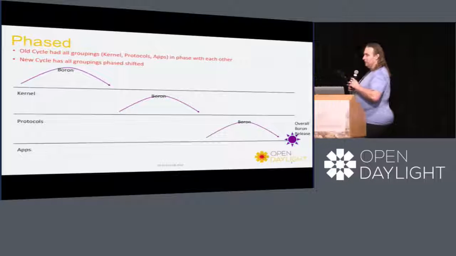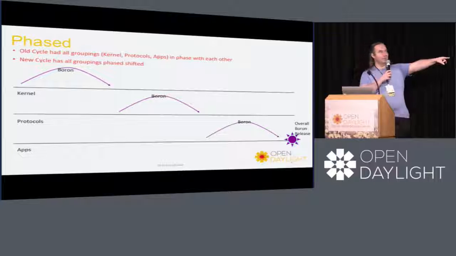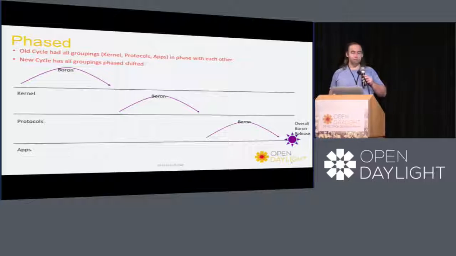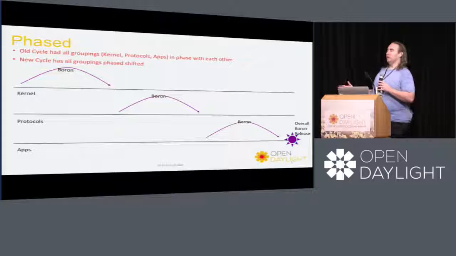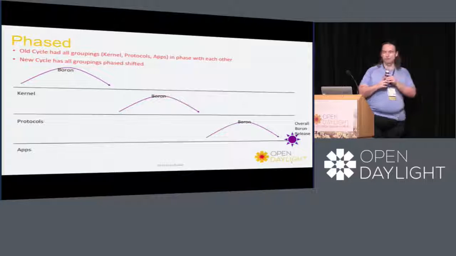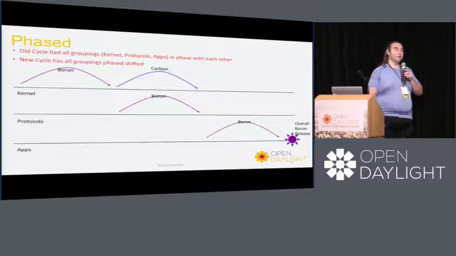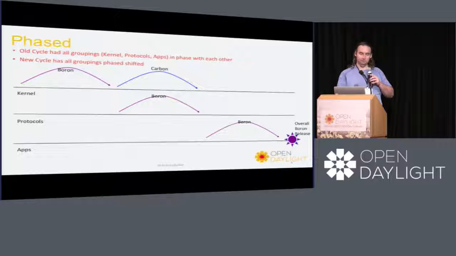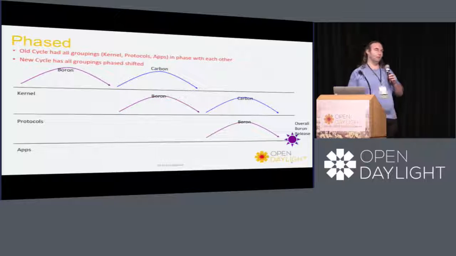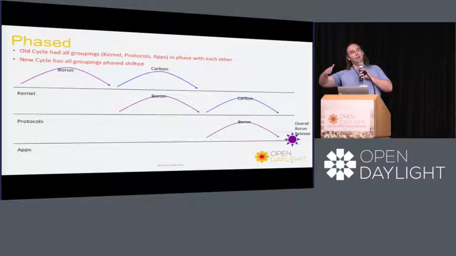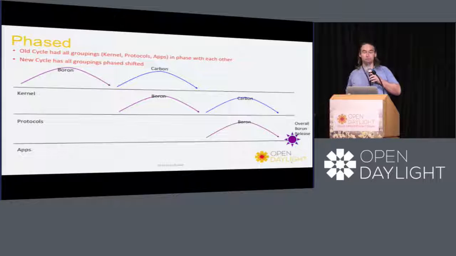And then at the very end, you have the overall Boron release, the little purple sun there in the picture, which is the point at which everybody has gotten their Boron release out the door. Now, the natural question you may ask yourself is, okay, kernel has now released Boron. What do they do now? Of course, the answer is they go on to do Carbon. So while protocols is working on Boron, kernel is working on Carbon. And then once kernel has released Carbon and protocols has now released Boron, they start working on Carbon. And the picture continues down the way.